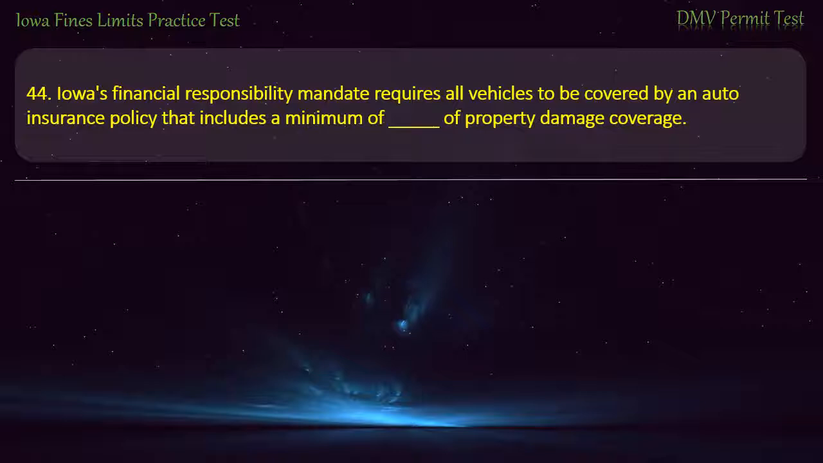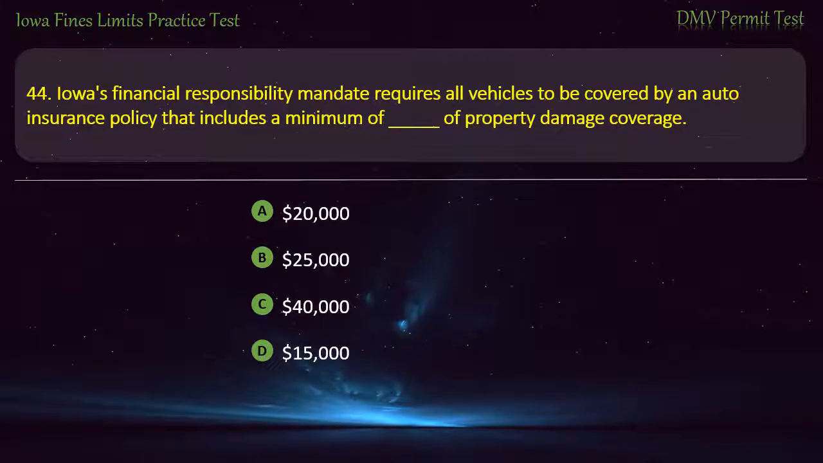Question 44. Iowa's financial responsibility mandate requires all vehicles to be covered by an auto insurance policy that includes a minimum of property damage coverage. $20,000. $25,000. $40,000. $15,000. Answer: $15,000.